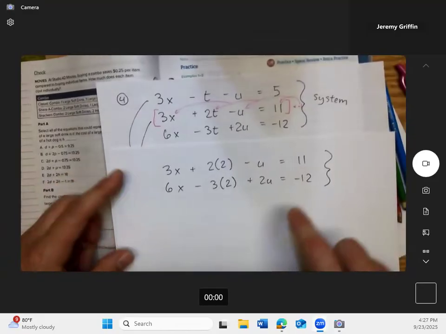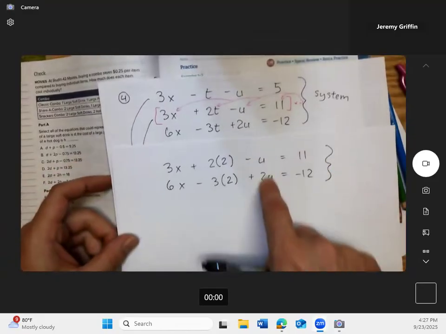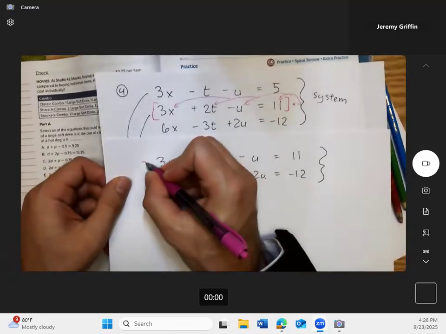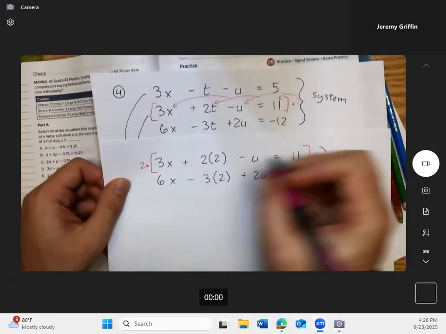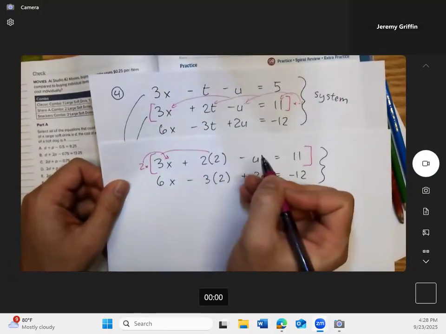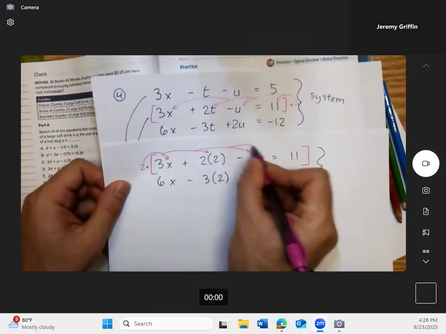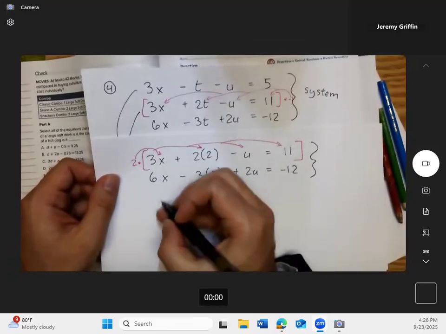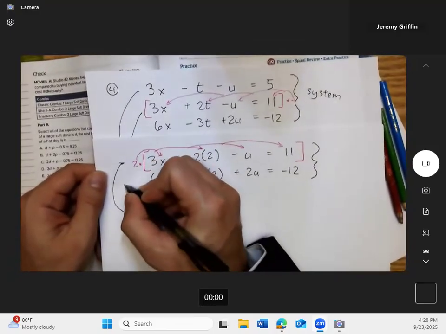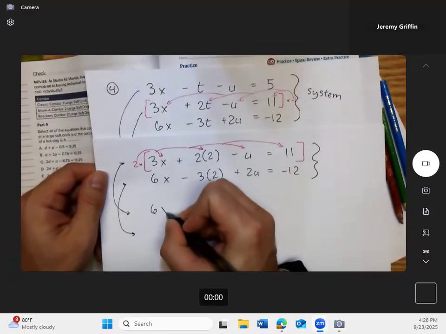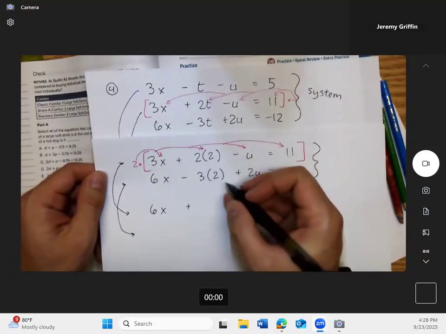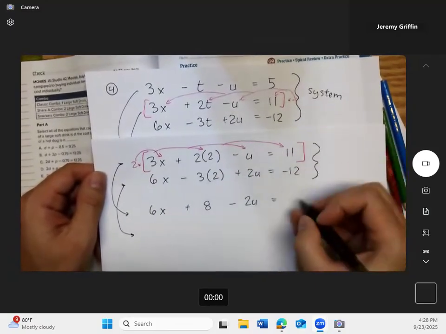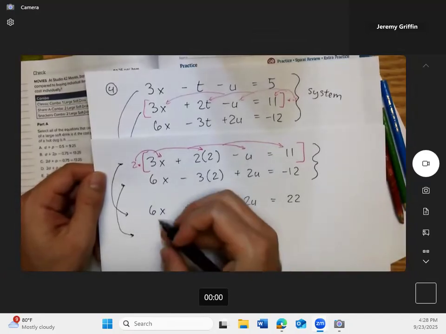I could double the top equation and add it to the bottom. That could eliminate my u's. So let's do more elimination. Okay, so I'll do 2 times this entire top expression. So distribute that factor of 2. I'm setting it up to eliminate the u's so I can solve for x. So bring this down, and I'll also copy paste this one and bring this one down. So it gives me 6x plus, say, 2 times 2 times 2 would be 8, and then minus 2u equals 22. And then just copy paste this next one.